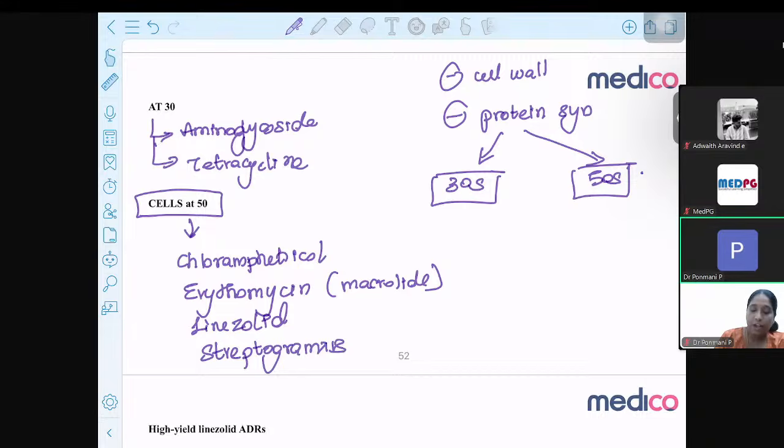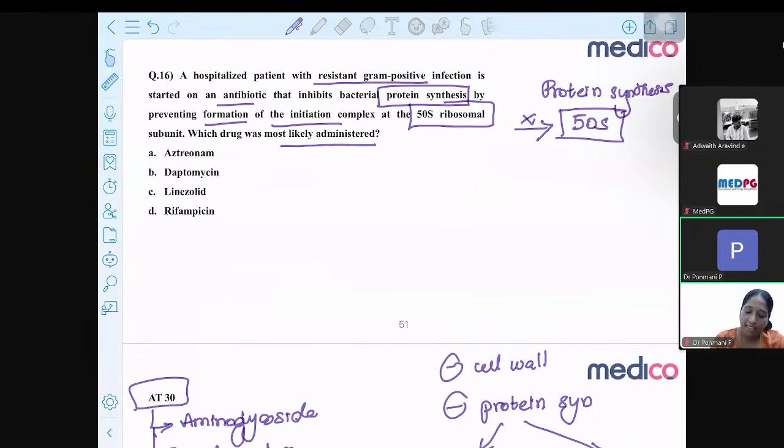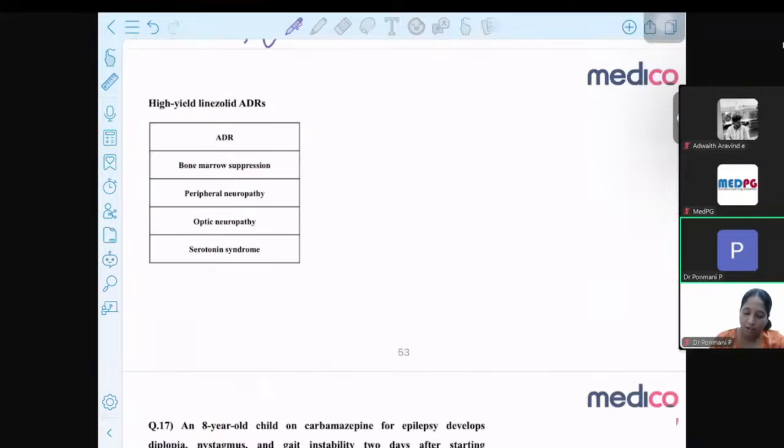All act at your 50. Okay, so you need to remember these two things. So what they have asked is which drug acts at the 50S subunit. Just now we saw linezolid is a drug which is going to act at the 50S subunit of the ribosome. So the correct option here is answer C. Now moving to the next question.